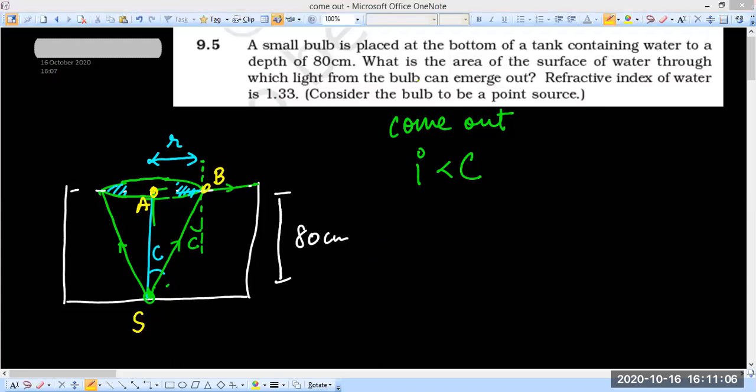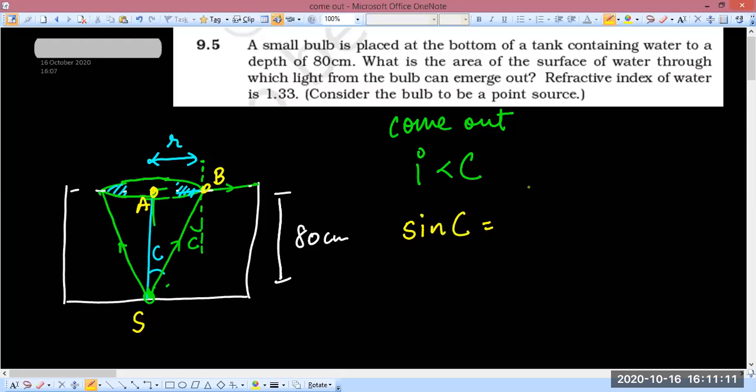So first thing to do is find out sin C. Sin C, critical angle, isn't it? So what is sin C equal to? It is equal to n2 by n1. So here this is of course n1 and this is n2, right? Refractive index of water is 1.33 and outside is obviously air, so 1. Based on that we have found sin C, this is going to be 3 by 4, right? I hope that makes sense.